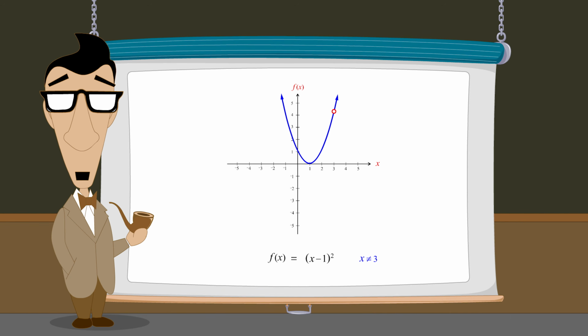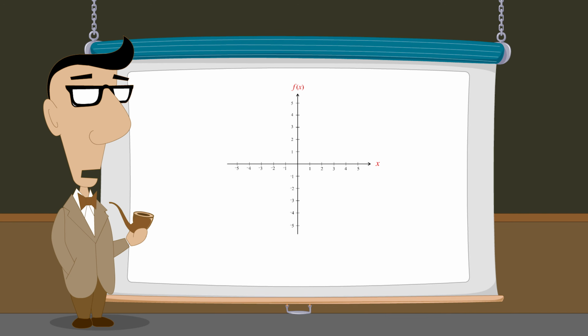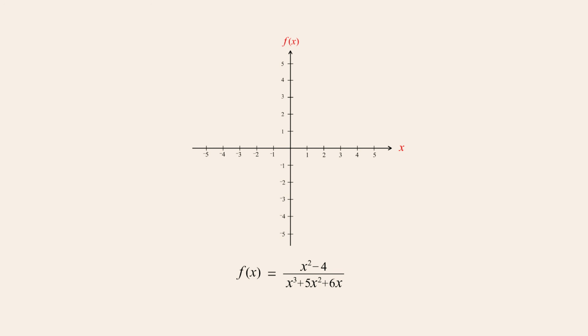a rational function's graph. So let's try an example graphing the function x squared minus 4 over x cubed plus 5x squared plus 6x. The first step in graphing any rational function is to completely factor its numerator and denominator and identify all the zeros produced by those factors.